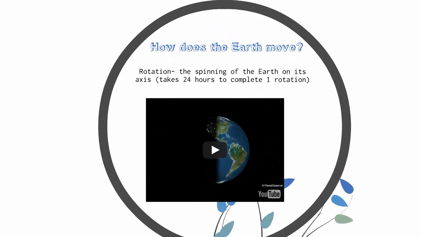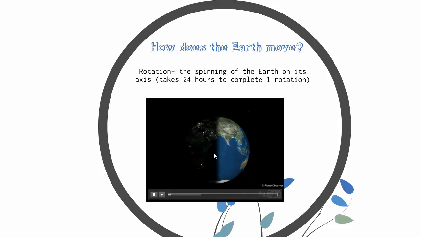So the Earth moves in two different ways. The first way is called a rotation. And rotation is the spinning of the Earth on its axis, and this takes 24 hours to complete one rotation. And as the Earth spins in place, that is what gives us night and day. Part of the time when we're spinning, we are facing the sun, and part of the time we are facing away from the sun. So that's what gives us our different time periods of the day with night and day. So watch this little video here, and this will show you kind of what happens.